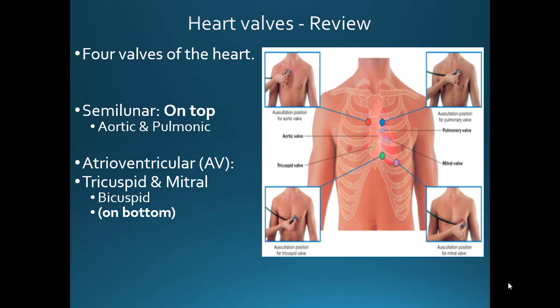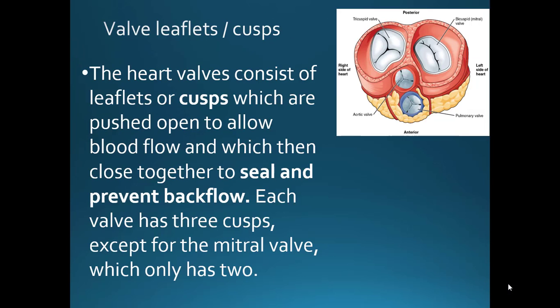This diagram shows where we auscultate to hear the valves close, but also shows where the valves are anatomically. Remember that the mitral valve is at the 5th intercostal space, mid-clavicular line, slightly medially. Also, it is at the apex of the heart, and knowing this will help you in answering some of the test questions. The heart valves consist of leaflets or cusps which are pushed open to allow blood flow and which then close together to seal and prevent backflow. Each valve has 3 cusps except for the mitral valve, which only has 2, and that's again why it's called the bicuspid.